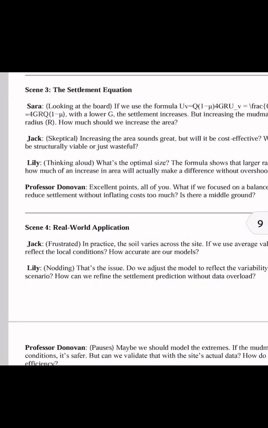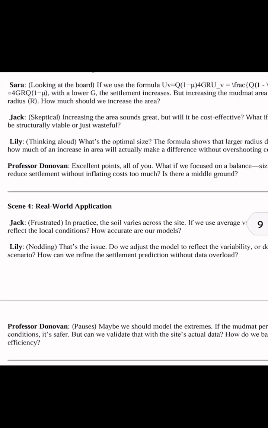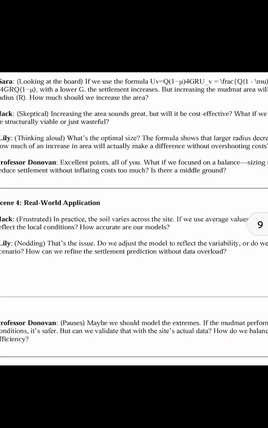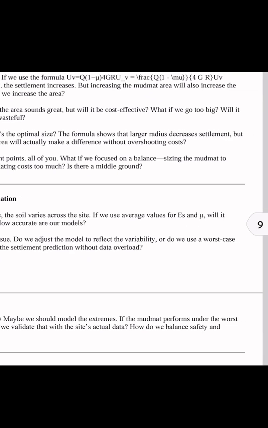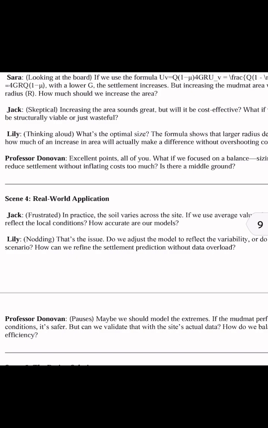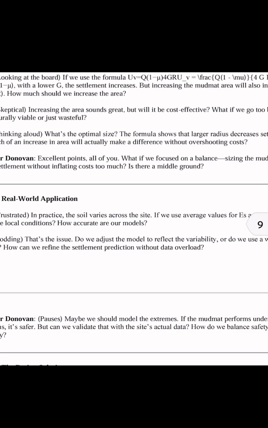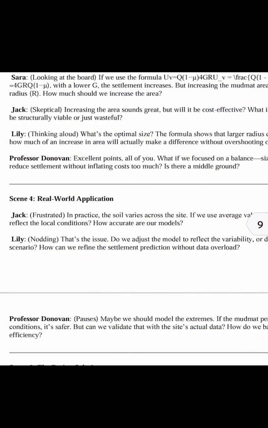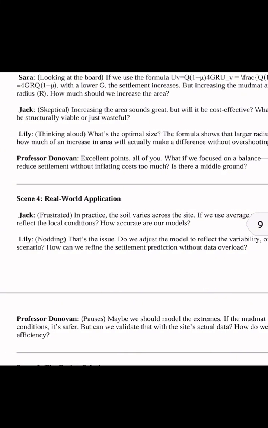Will it be structurally viable or just wasteful? Thinking aloud, what's the optimal size? The formula shows a larger radius decreases the settlement, but how much increase in the area will actually make a difference without overshooting the cost?